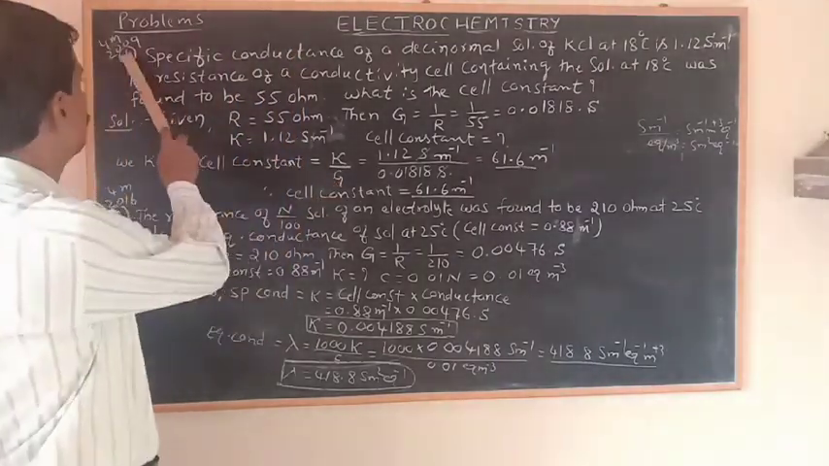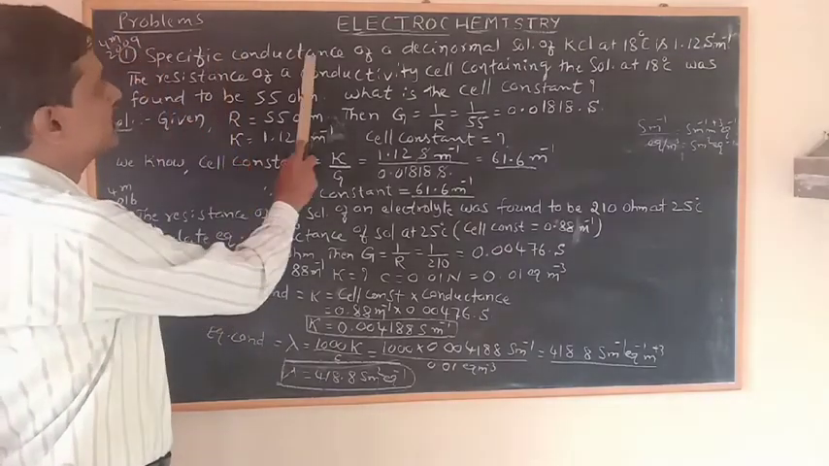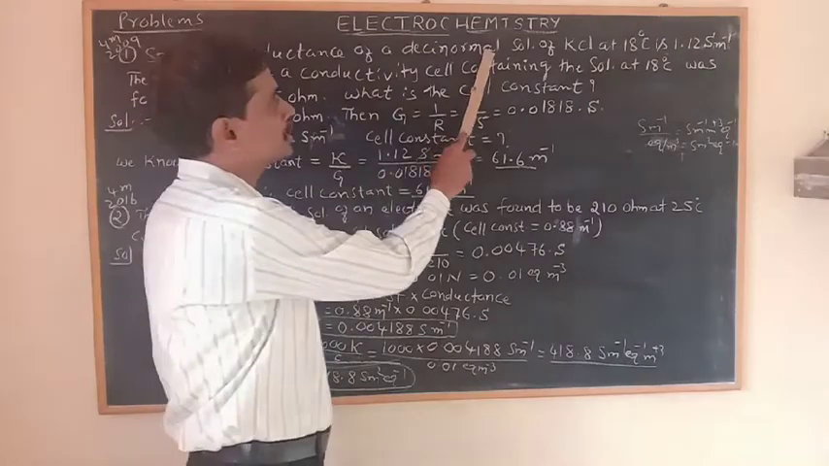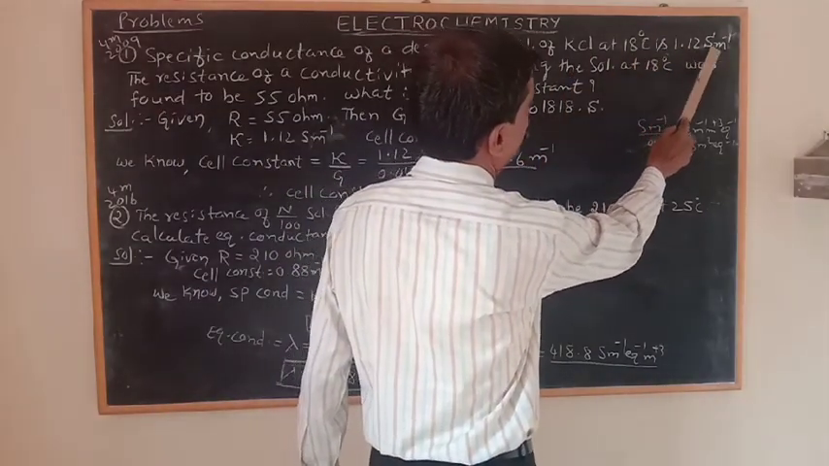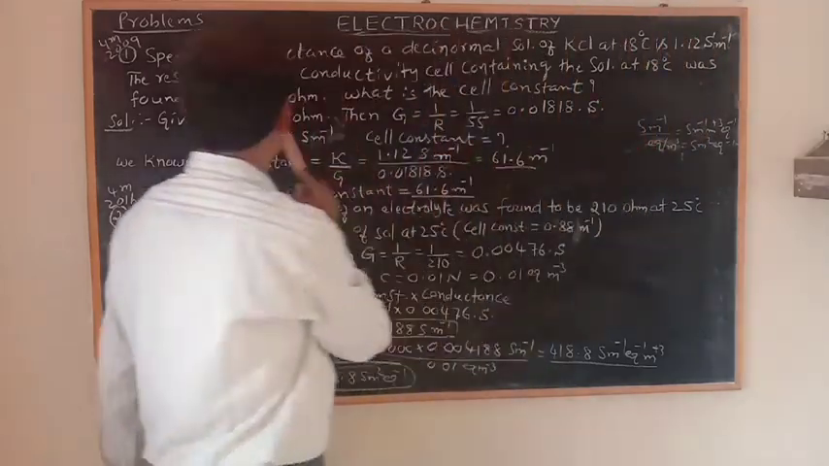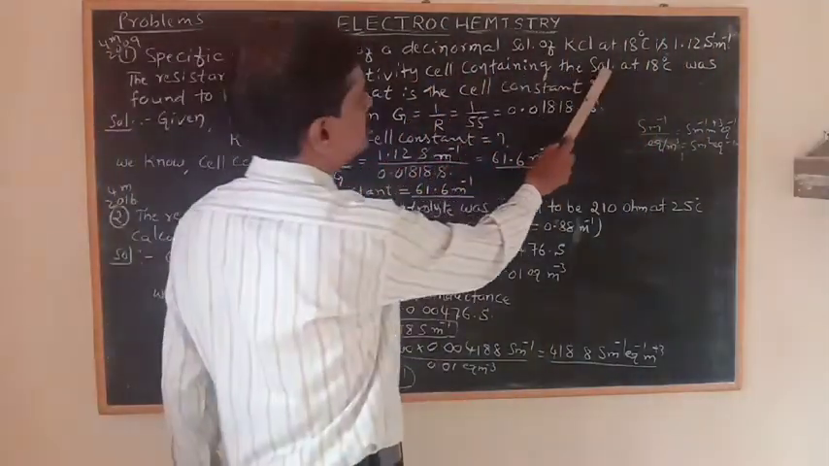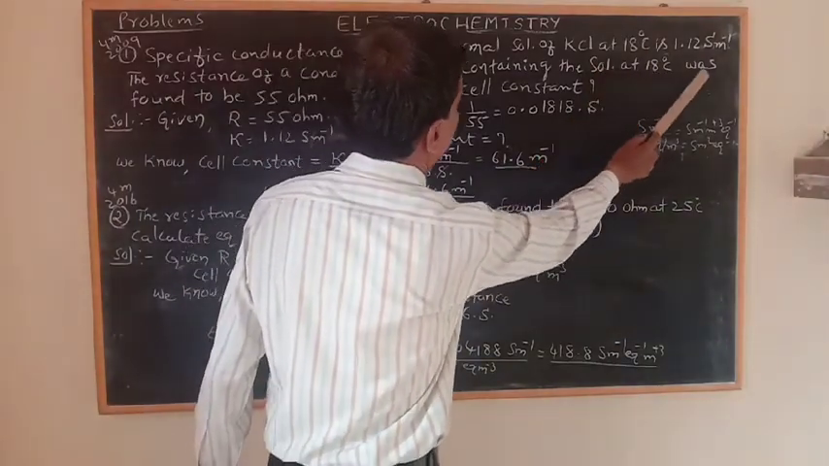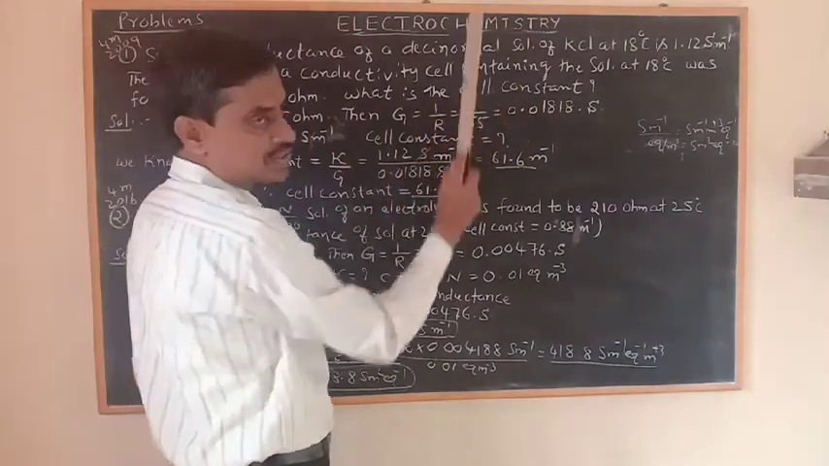The first problem was asked in the year 2009 for 4 marks. Specific conductance of a decinormal solution of KCl at 80 degrees Celsius is 1.12 Siemens per meter. The resistance of a conductivity cell containing this solution at 80 degrees centigrade was found to be 55 ohms. What is the cell constant?